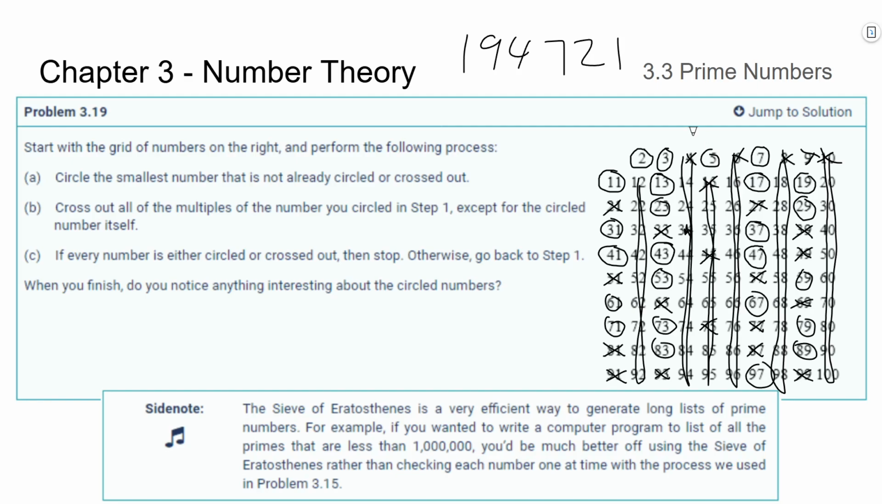So this process is called, I don't know how to pronounce this, the Sieve of Eratosthenes. And it's an efficient way to generate long lists of prime numbers, very high prime numbers.